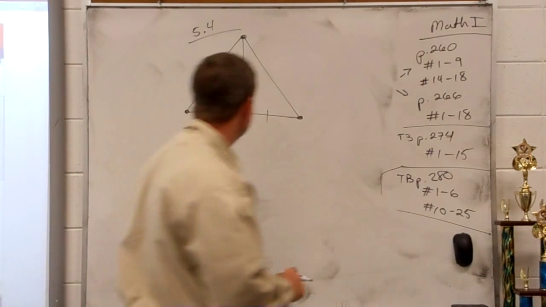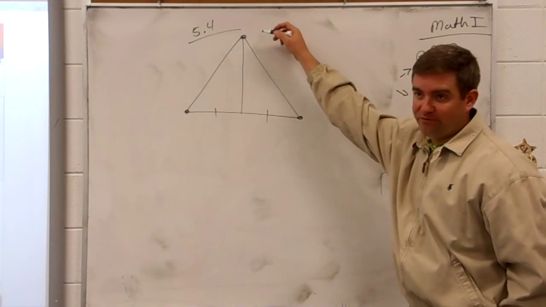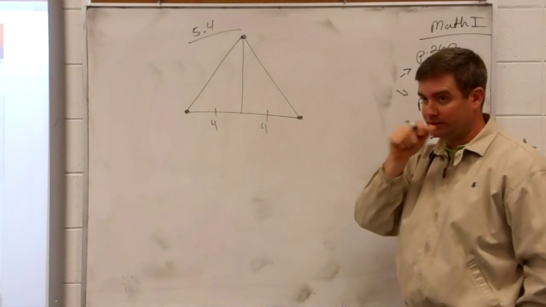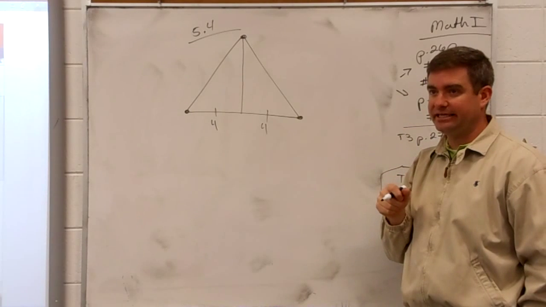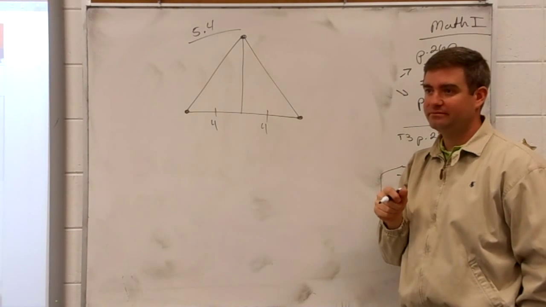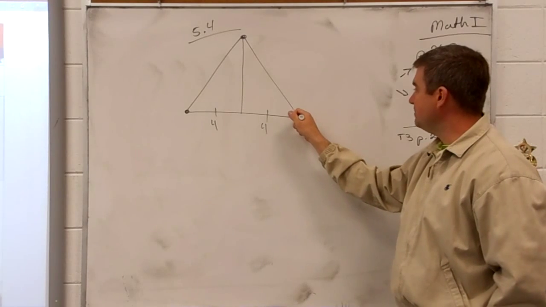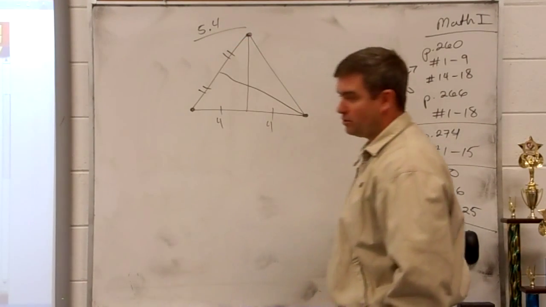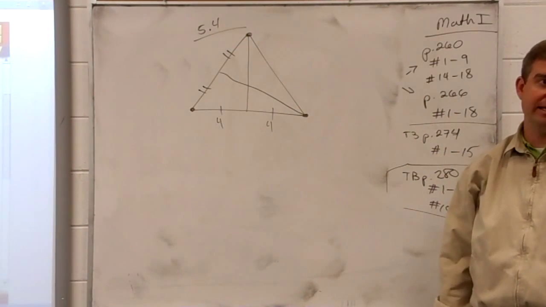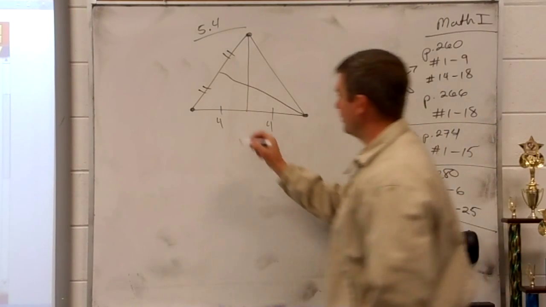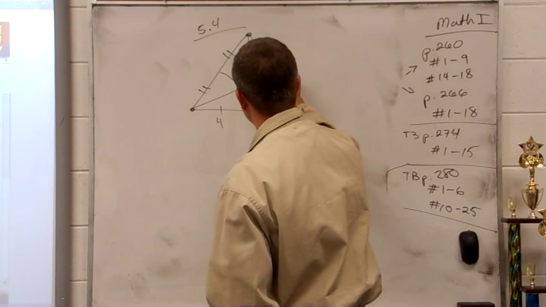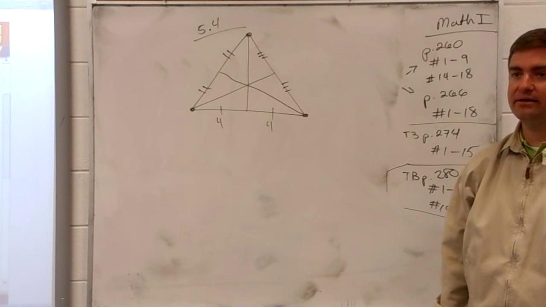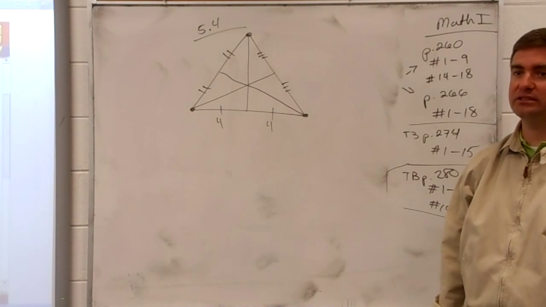So the median goes from a vertex to the midpoint of the opposite side. That means that if this amounts 4, this amounts 4. It cuts the opposite side in half. The median from here to here, and then this would have to be equal to this. How many more medians do we have? One more. So we go from the vertex through there to this, and that is equal to that. Three slashes.